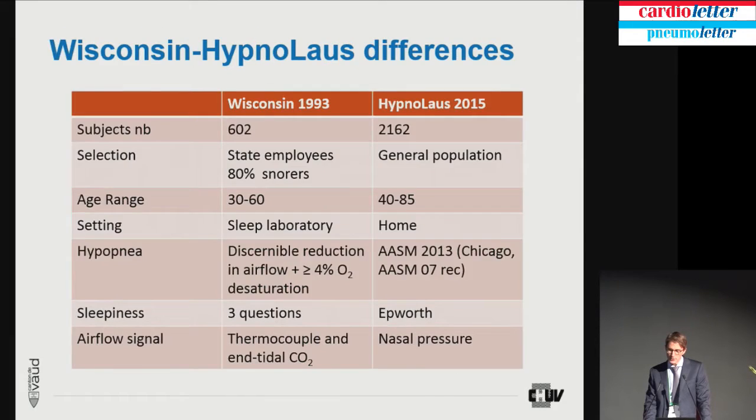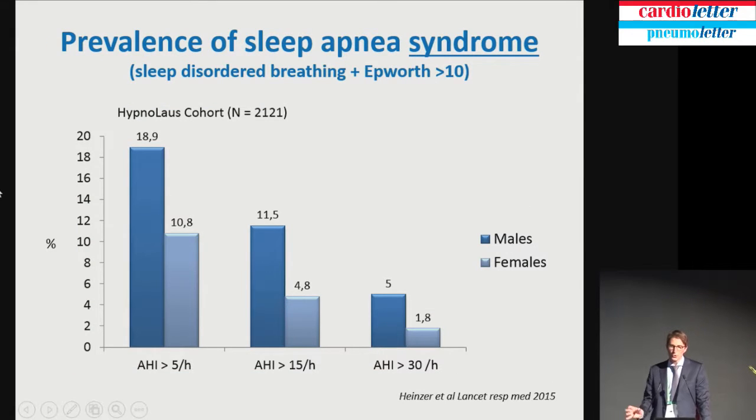Then we also looked at the sleep apnea syndrome, so not only sleep apnea during the night, but also an Epworth score above 10. Obviously, the numbers are lower, but still 18% or 19% of the men and almost 11% of the women have sleep apnea syndrome in this cohort, whereas it was only 4% of the men and 2% of the women in the Wisconsin study.